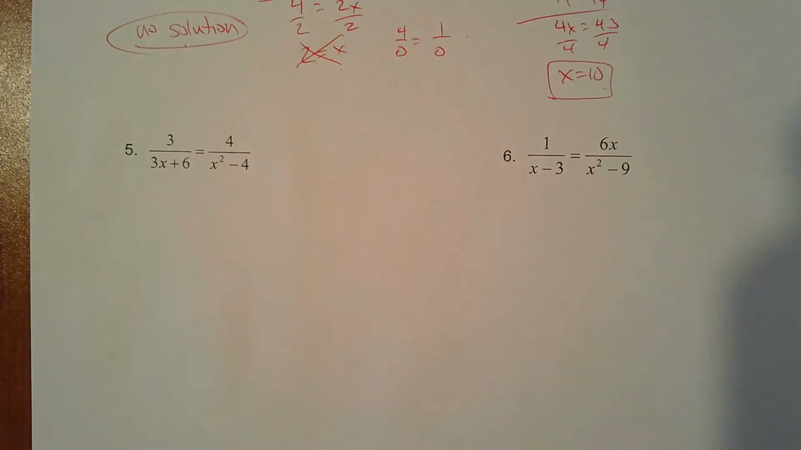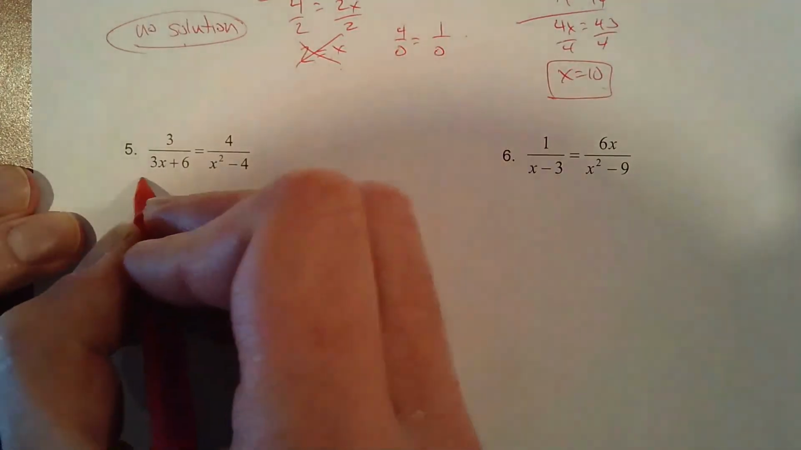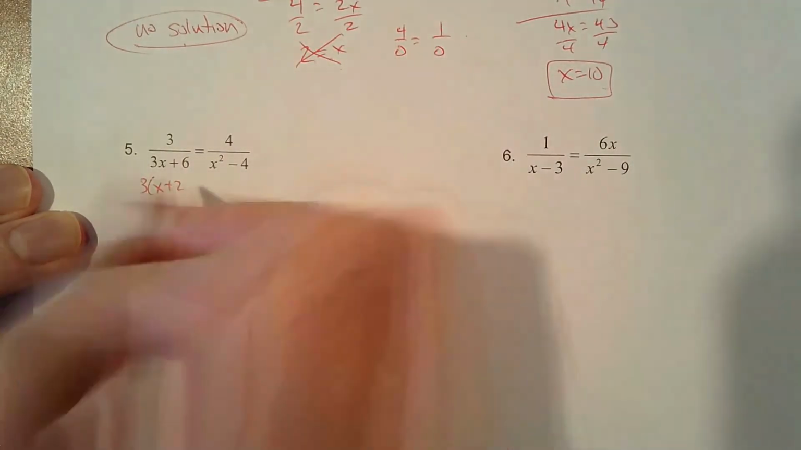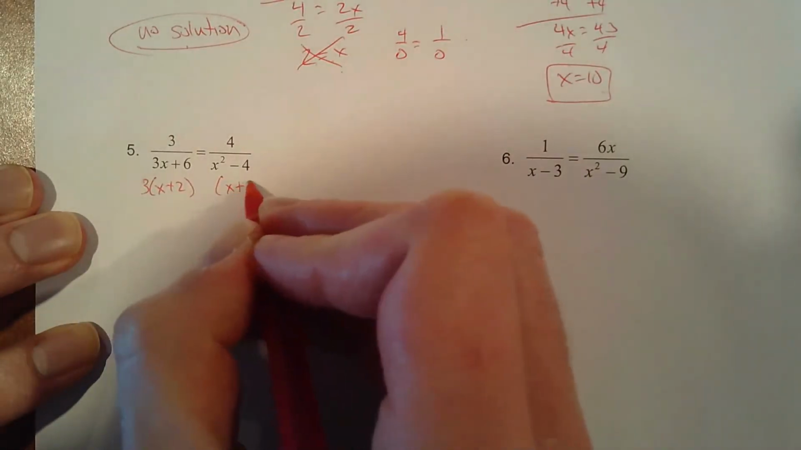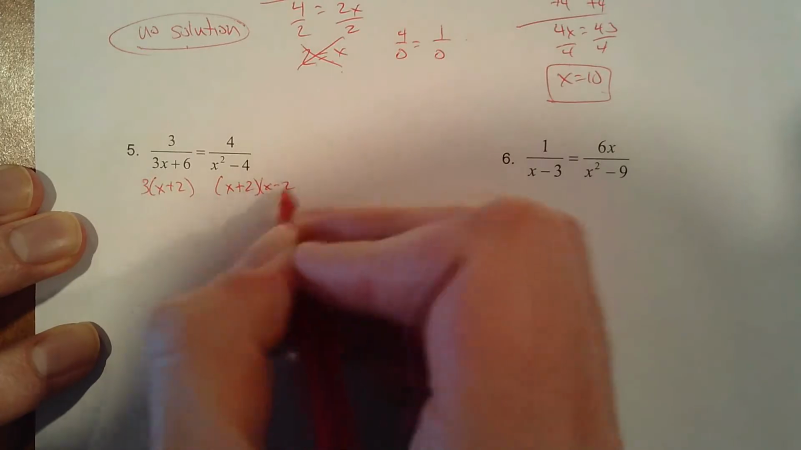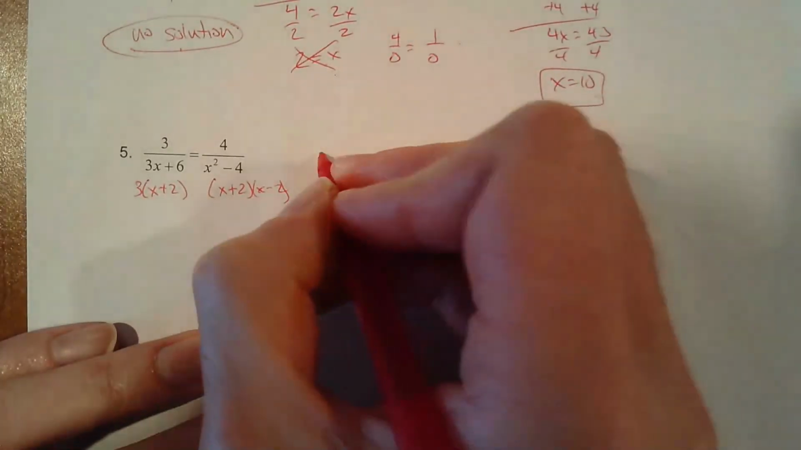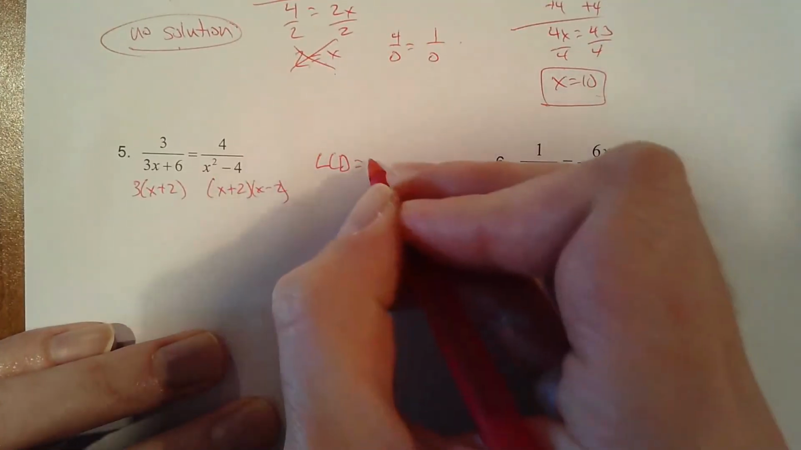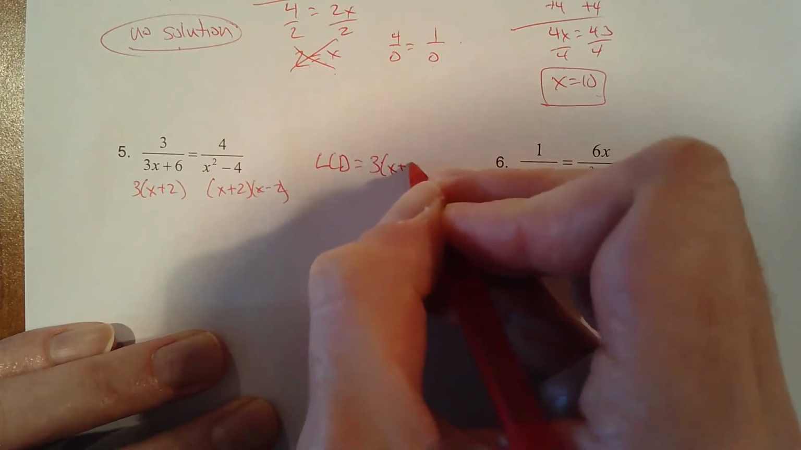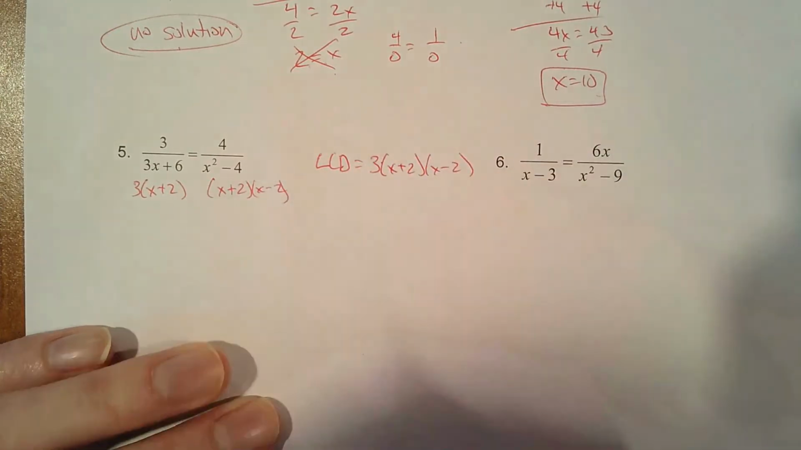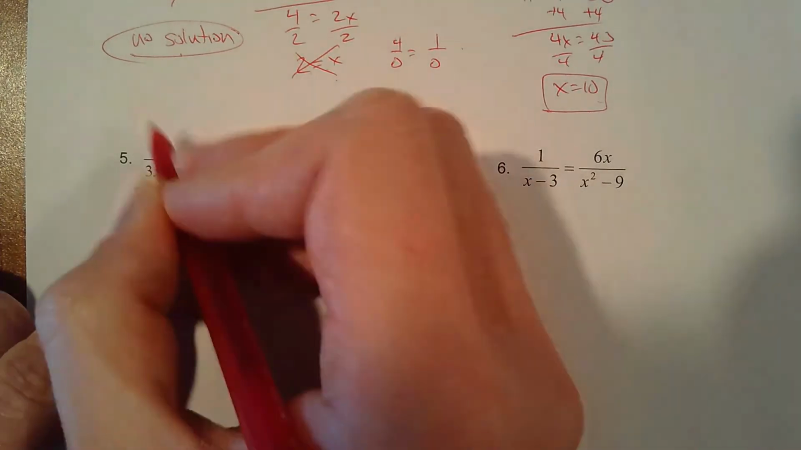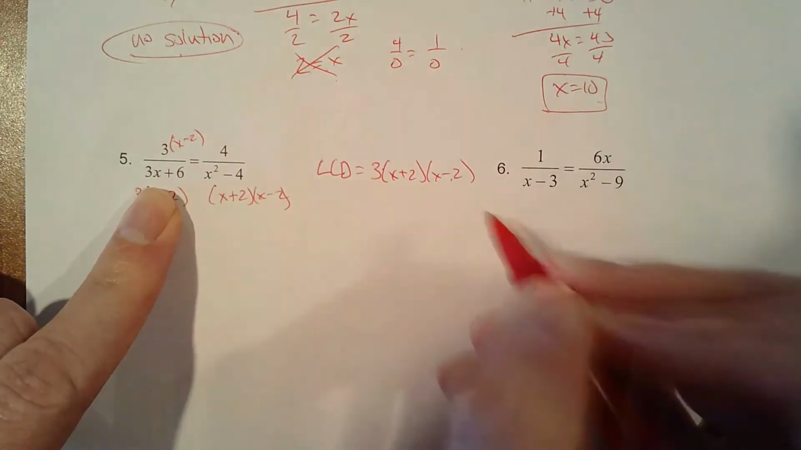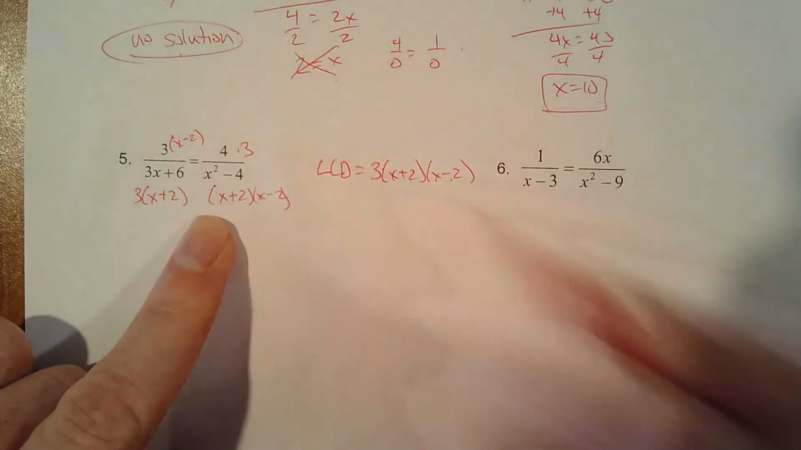Number 5, if I do some factoring, I get 3x plus 2x minus 2, so just factor the denominators. So that means my least common denominator would be 3 times x plus 2 times x minus 2. Again, look for what's missing. Okay, this first one is missing the x minus 2. The second one's missing a 3. So that's what I multiply by.